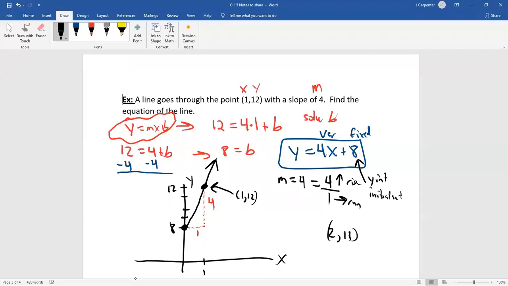And guess what? From this point 1, 12, if you went right 1 and up 4, you would end up at 2, 16. If you plugged in X equals 3, you'll get 20. If you go right 1 and up 4 from 2, 16, you'll end up at 3, 20. Then 4, 24, 5, 28, 6, 32, 7, 36. That pattern will continue. And you can keep railing through them a lot quicker with that pattern established.